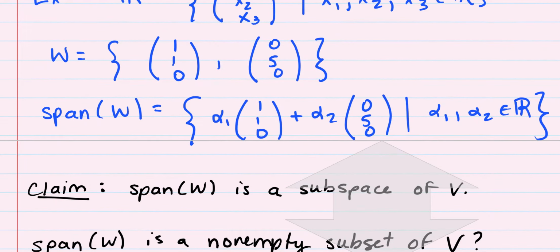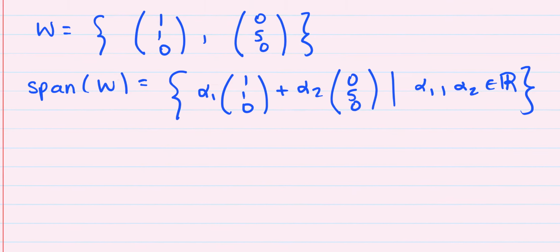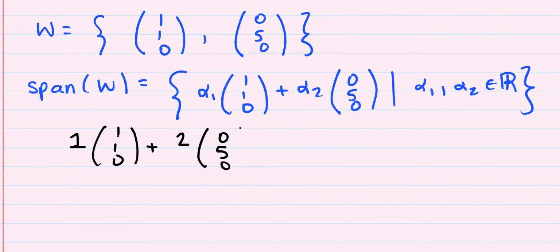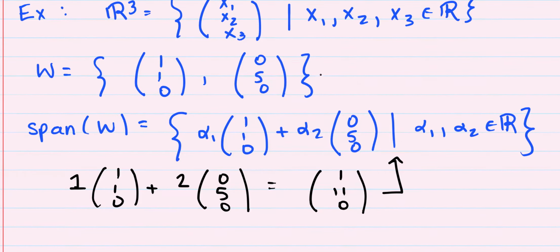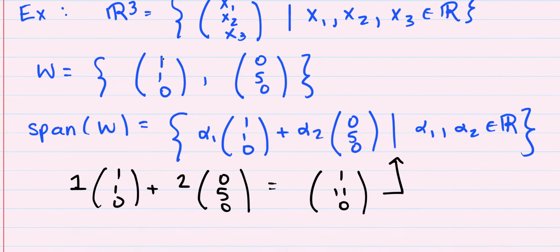So an example of a vector that belongs to the span of W would be 1 times (1, 1, 0) plus 2 times (0, 5, 0). These are real numbers, so this would be (1, 11, 0). This would be a vector inside the span of W. Now this doesn't contain all vectors in R3. For example, the vector (0, 0, 1): there's no way to get the vector (0, 0, 1) in this span.